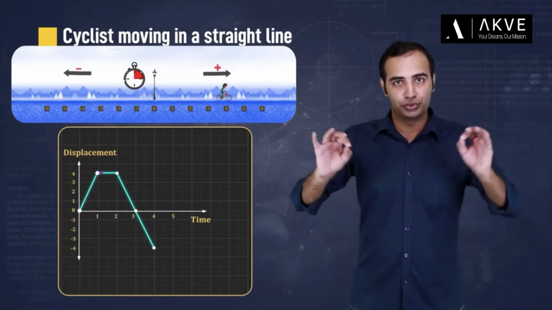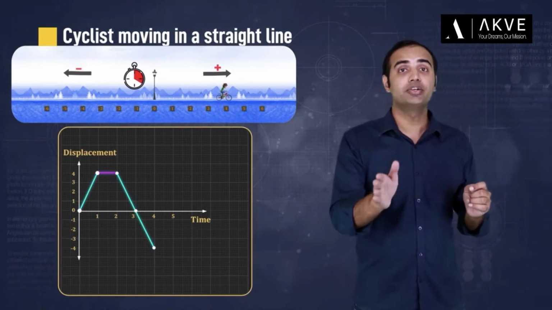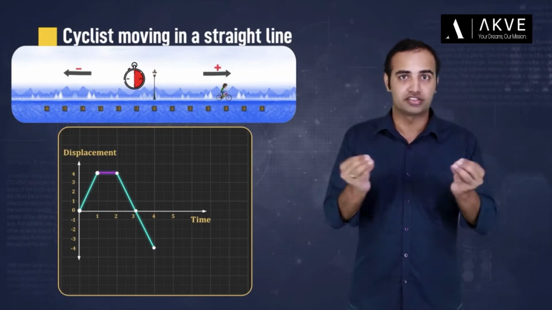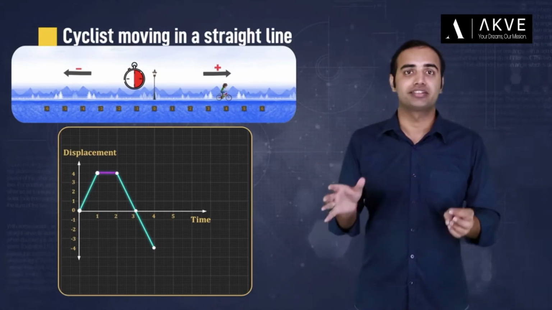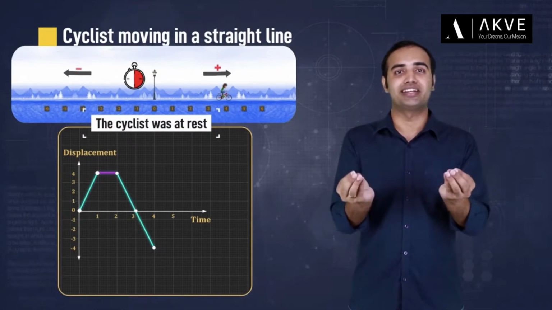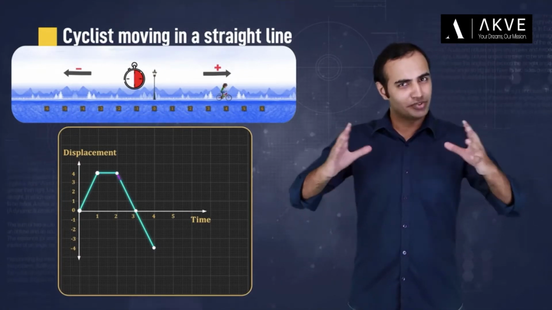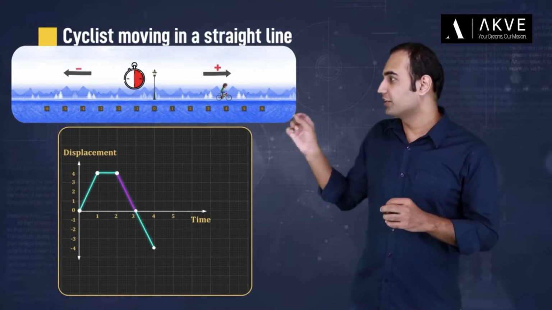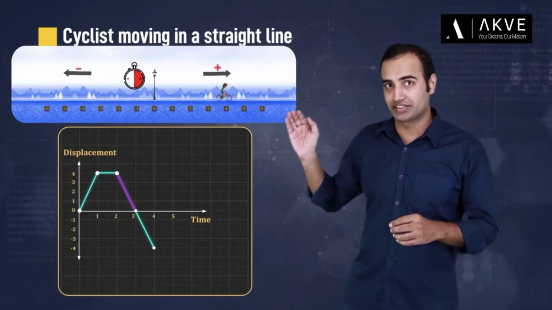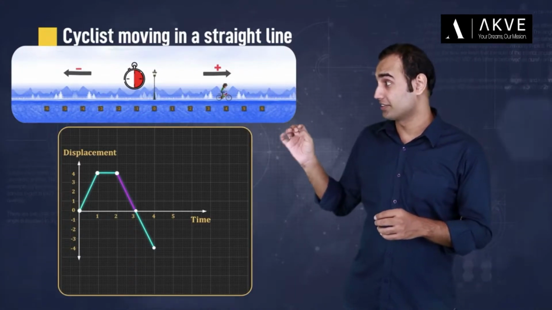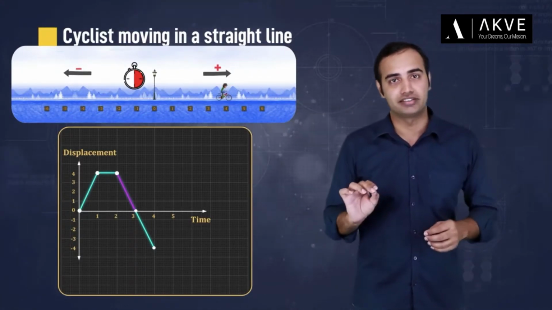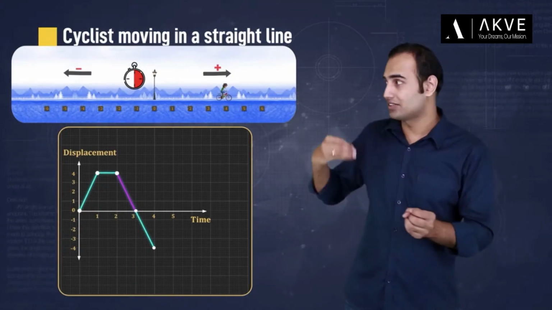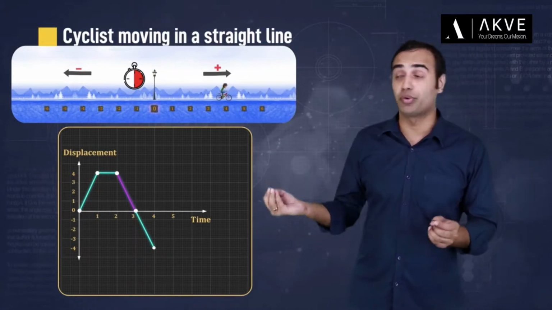Now, between 1 to 2 seconds, you can see that the value of time is changing, but the value of displacement is not changing. This means that between 1 to 2 seconds, the cyclist was not moving or the cyclist was at rest. Now, something very interesting happens between 2 to 3 seconds. You see, during this interval, the value of time increases, but the value of displacement decreases. And finally, at exactly 3 seconds, the value of displacement is 0. Zero displacement essentially means that the cyclist is back at the origin point O.